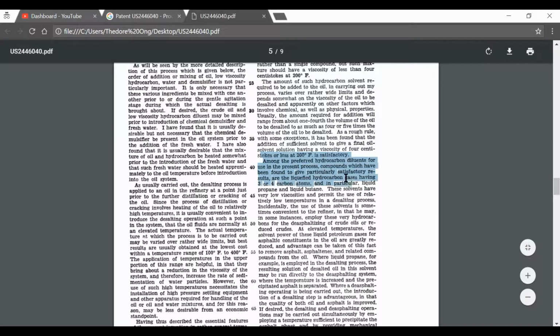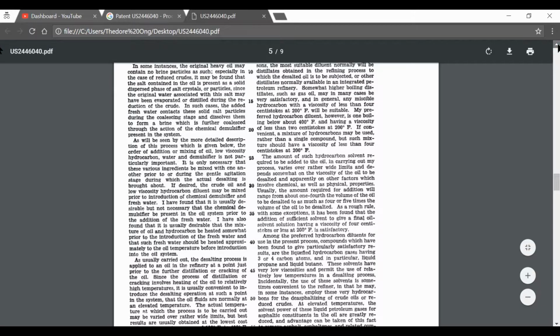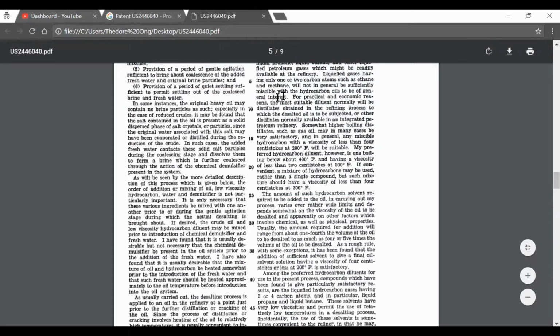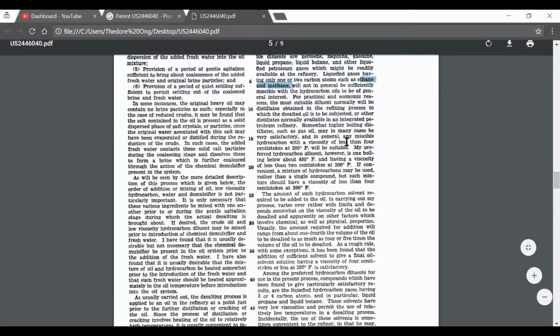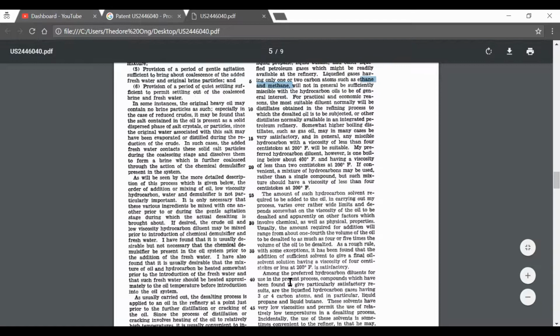This one. It says that LPG. Okay, sorry. So earlier I was saying that the LPGs wasn't suitable. It's saying that ethane and methane are not suitable. So these are the lightest of the gases. And it's saying stuff like butane, propane. These solvents have low viscosities.